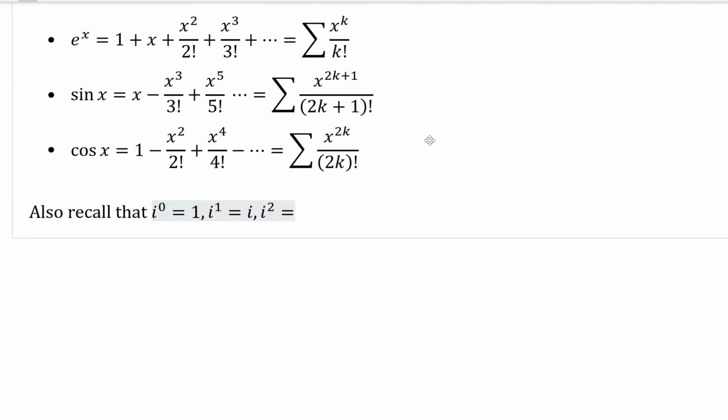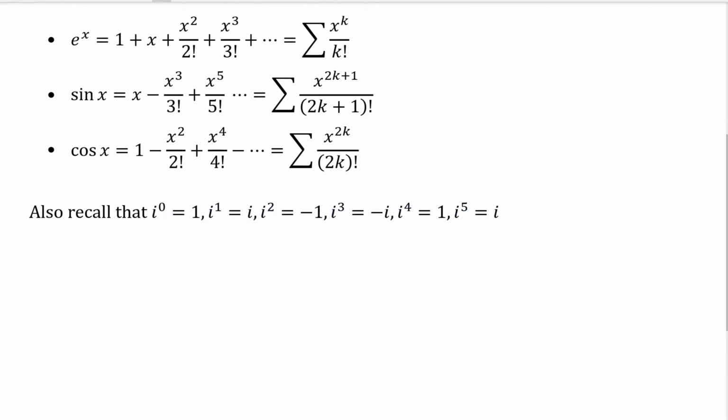i squared, by definition, is -1. i cubed, well, that's i times i squared, hence is negative i. i to the fourth is, well, negative i times i, which is negative 1 times negative 1, which is positive 1. Then i to the fifth, well, that's i times i to the fourth, hence it's just i. Wait a second. Notice a pattern here.